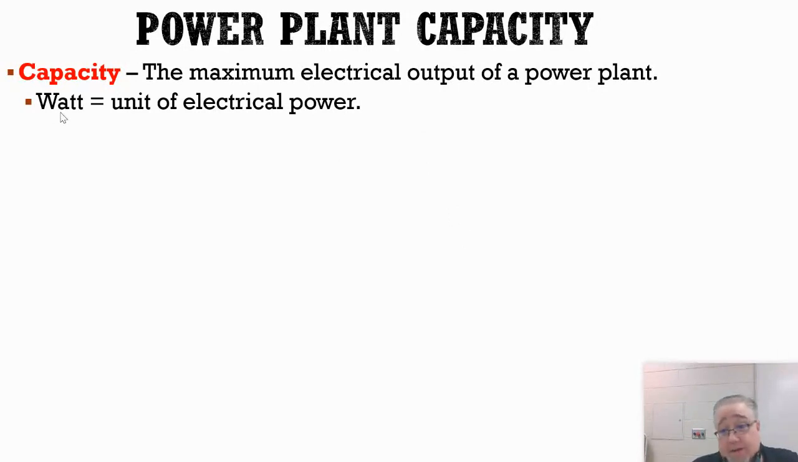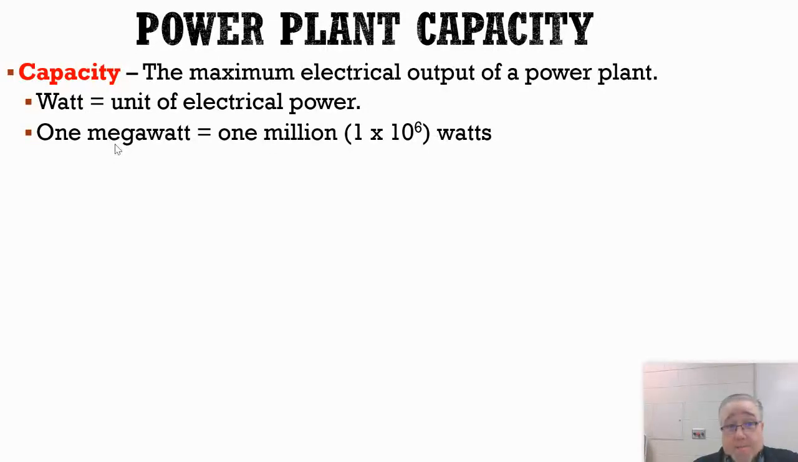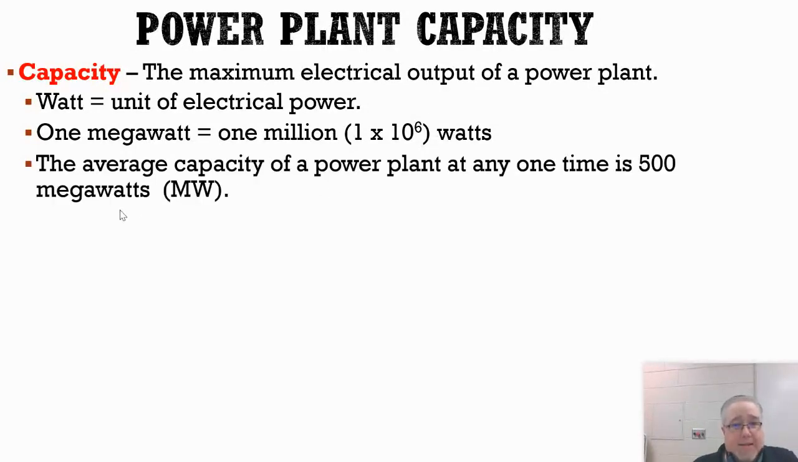There's a unit here called a watt that I want you to know. It's a unit of electrical power. 1 megawatt is equal to 1,000,000 watts. So if you ever hear the term megawatt, we know what that is. But a watt is a really tiny unit. A typical power plant, your average power plant, can produce about 500 megawatts at any one time. So, for example, the power plant that we get our energy from is probably producing about 500 megawatts at any point during the day.